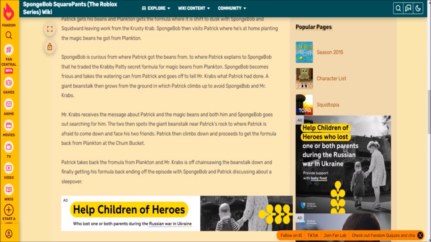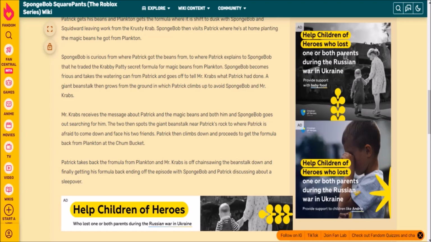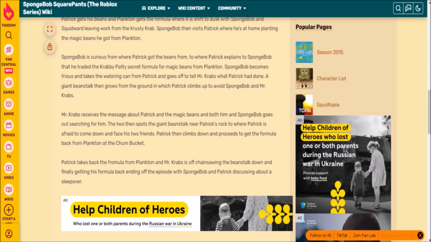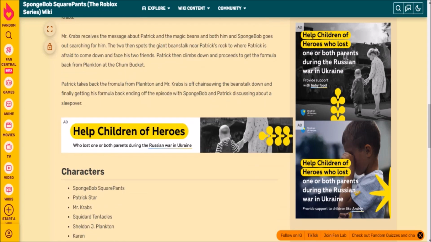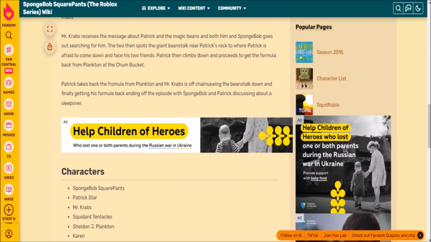And takes the watering can from Patrick and goes off to tell Mr. Krabs what Patrick had done. A giant beanstalk then grows from the ground, into which Patrick climbs up to avoid SpongeBob and Mr. Krabs. Mr. Krabs receives the message about Patrick and the magic beans, and both him and SpongeBob go out searching for him. The two then spot the giant beanstalk near Patrick's rock, to where Patrick is afraid to come down and face his two friends. Patrick then climbs down and proceeds to give the formula back to Plankton at the Chum Bucket. Patrick takes back the formula from Plankton, and Mr. Krabs is off chainsawing the beanstalk down and finally getting his formula back, ending off the episode with SpongeBob and Patrick discussing a sleepover.